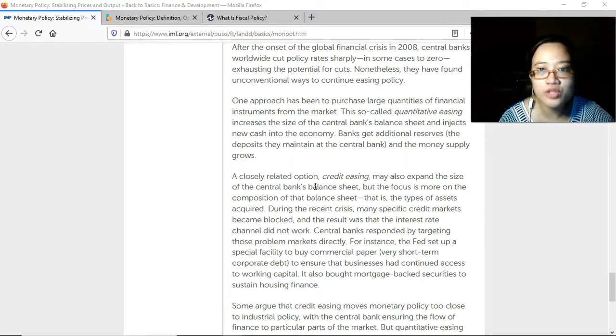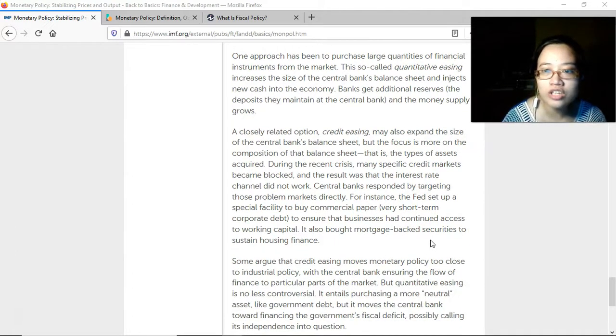A closely related option, credit easing, may also expand the size of the central bank's balance sheet, but the focus is more on the composition of the balance sheet, that is, the types of assets acquired. During the recent crisis, many specific credit markets became blocked, and the result was that the interest rate channel did not work. Central banks responded by targeting those problem markets directly. So for instance, the Fed set up a special facility to buy commercial paper, very short-term corporate debt, to ensure that businesses had continued access to working capital. It also bought mortgage-backed securities to sustain housing finance.